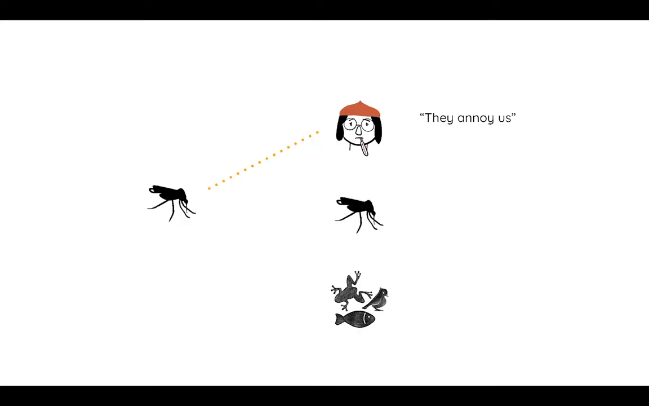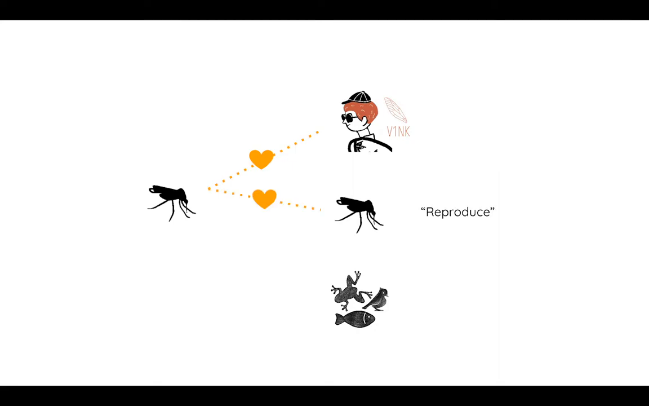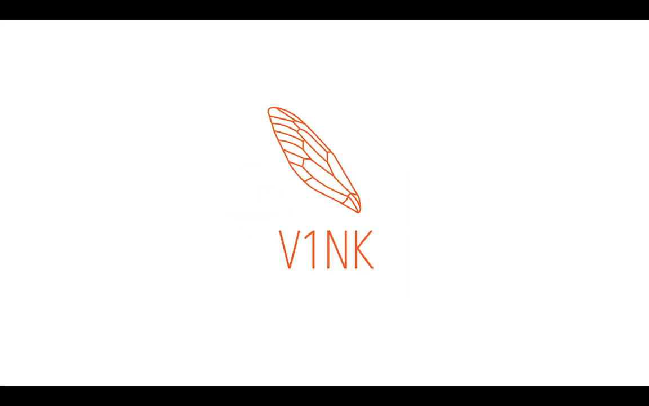Let's go back to the relationships we mentioned before. Mosquitoes normally annoyed us, but now we respect mosquitoes. They can continue their life cycle and other species can continue to see mosquitoes as their source of food. V1NK, protection on your skin.